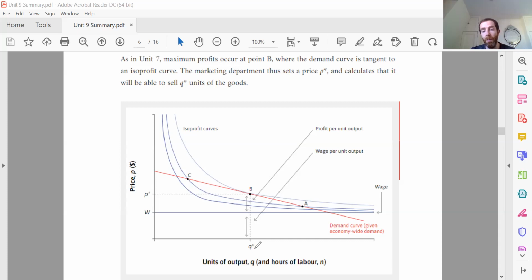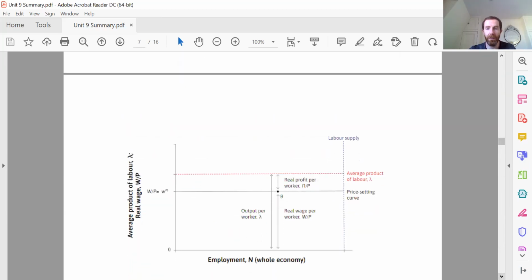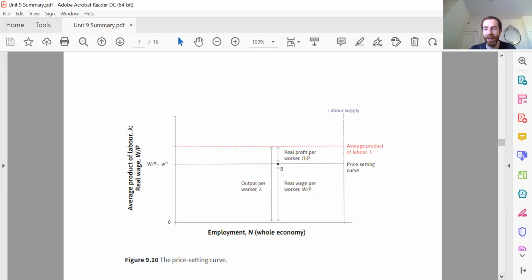And then the production department know, given this quantity, we have to hire the same number of workers to then produce that output. So that then is going to take us to this diagram here, which shows the price setting curve.